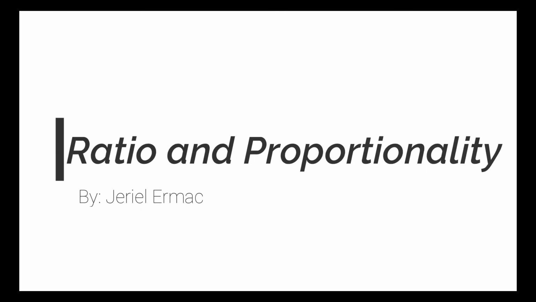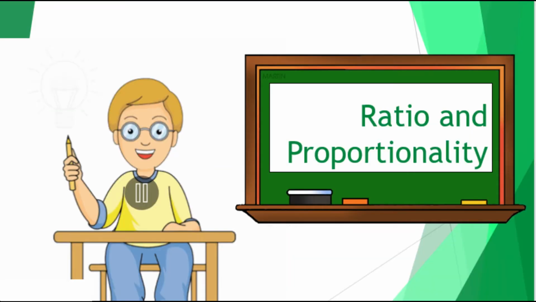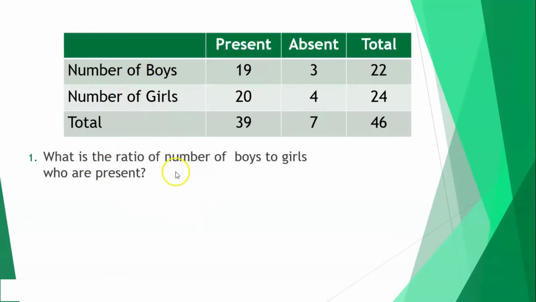Hello everyone, in this video we will learn all about ratio and proportionality. Now, given this table on the attendance of students, we have here the number of boys, the number of girls, the total number who are present, those who are absent, and of course the total number of students. First question, what is the ratio of the number of boys to girls who are present?